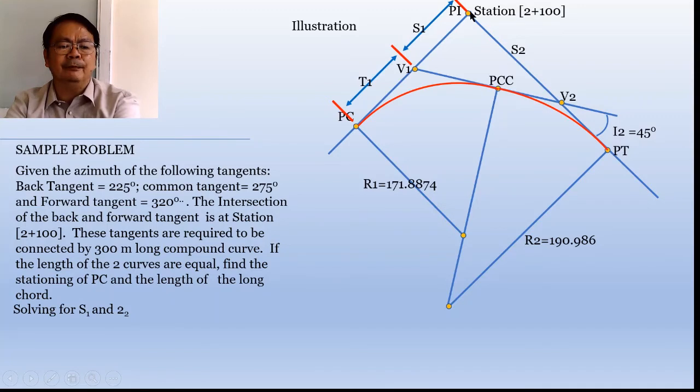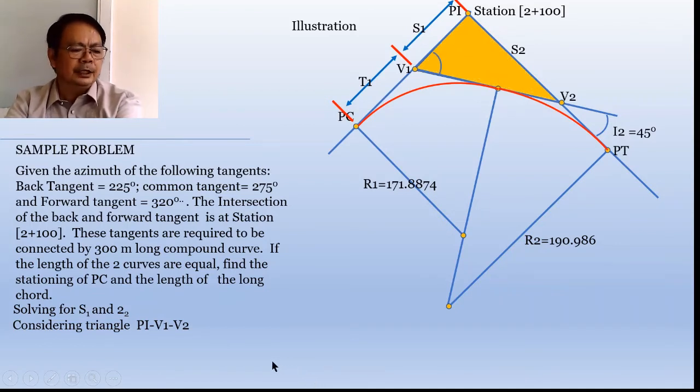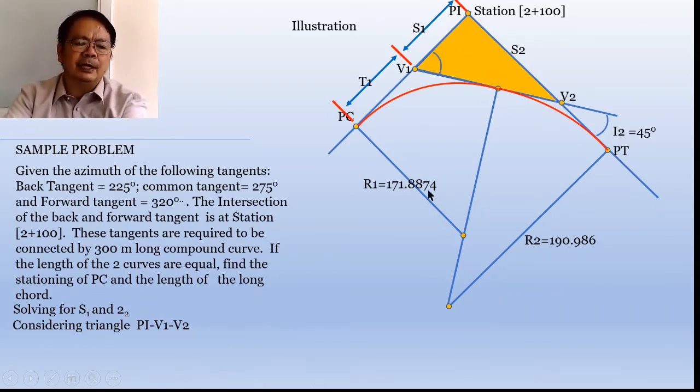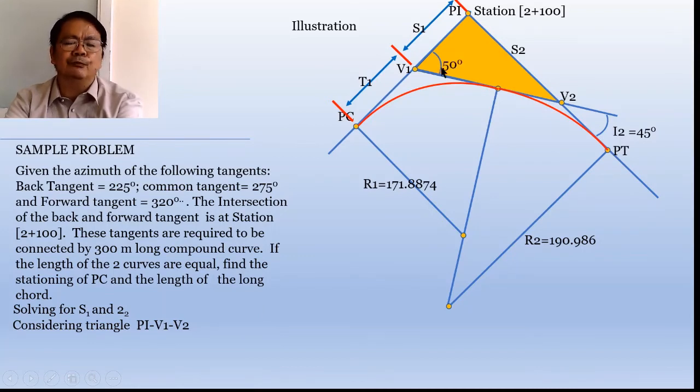Now, after solving for that, we can solve for S sub 1 and S sub 2, representing the distance from PI to V sub 2. Now, how do we do it? Let us focus our attention on the triangle formed between PI, B sub 1, and B sub 2. Let us give emphasis to the triangle by giving it color. In that triangle, we know some elements. This angle is equal to the computed value of 50, while this one is equal to 45. With these two given angles, we can compute this one, which is 180 minus 50 minus 45, and this gives us a value of 85.